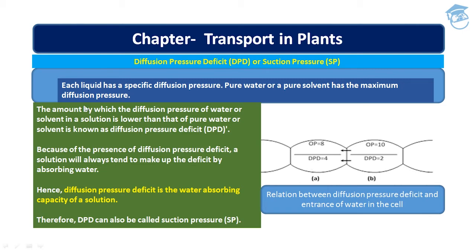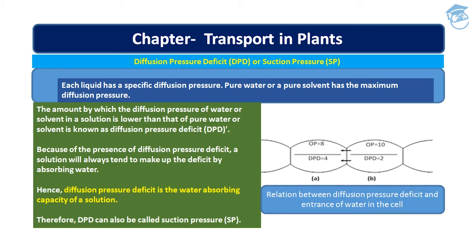The amount by which the diffusion pressure of water or solvent in a solution is lower than that of pure water or solvent is called DPD. DPD is the amount by which the diffusion pressure of water or solvent in a solution is lower than that of pure water or solvent. So it is called DPD.